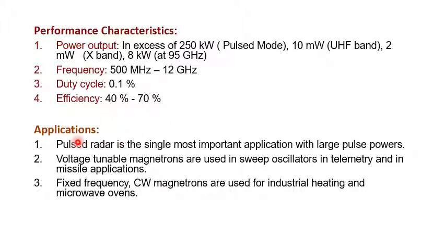Now, the applications where magnetrons can be used, the most popular application is the pulsed radar, which is the single most important application with a large pulse power. It is also used in sweep oscillators, in telemetry and missile operations, and fixed frequency or continuous wave magnetrons can also be used for industrial heating and microwave ovens.